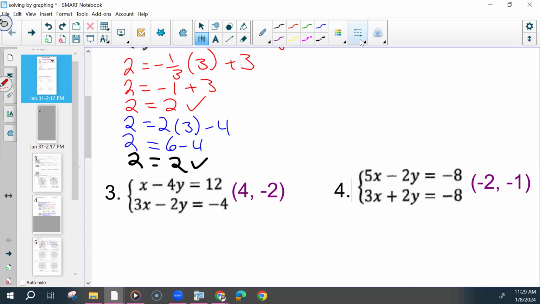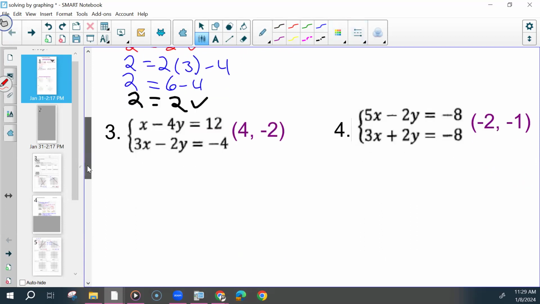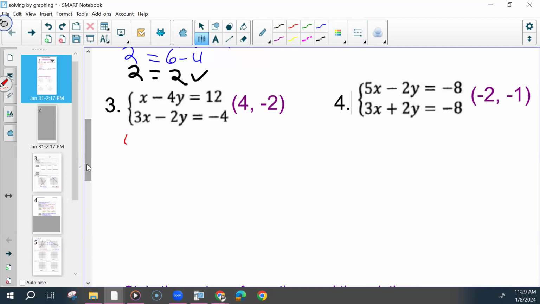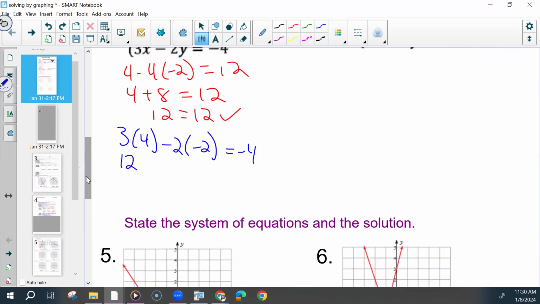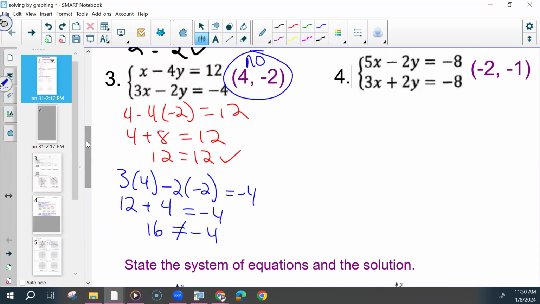Same process. You do not need to solve this or get it back in slope intercept form. You can if you so choose, but you don't have to. If I put these in for x and y for the first pair, I have 4 minus 4 times negative 2 equals 12. And then simplify. It's 4 plus 8 gives 12. And then for the other one, 3 times 4 minus 2 times negative 2 equals negative 4. We have 12 plus 4 equals negative 4. Is this going to give us negative 4? Because this one did not work, this cannot be the solution. That will be right, no solution.